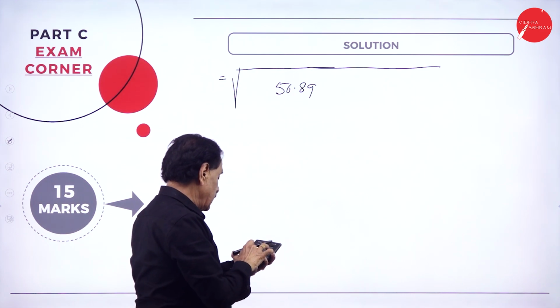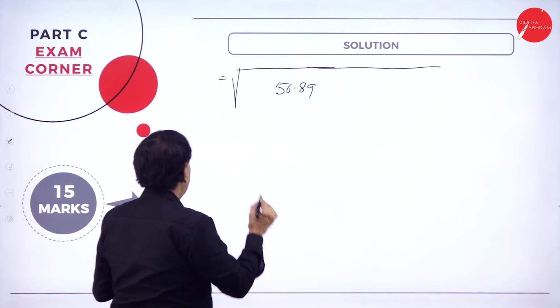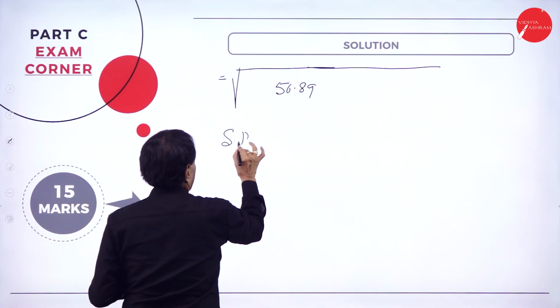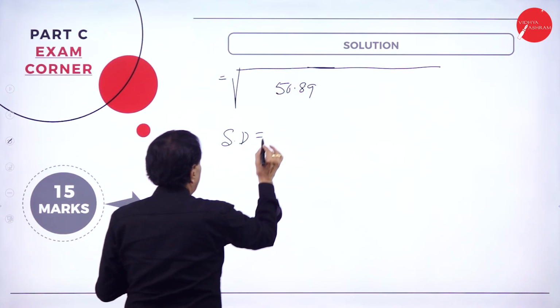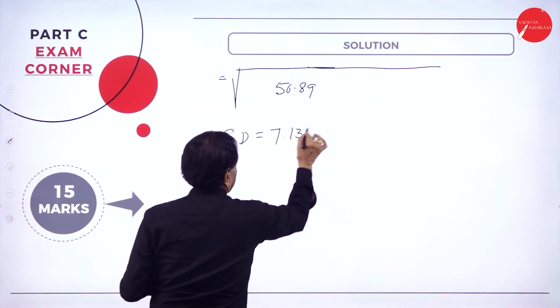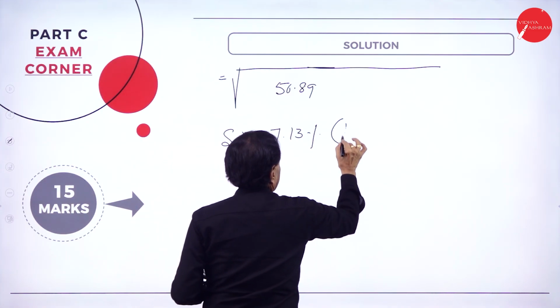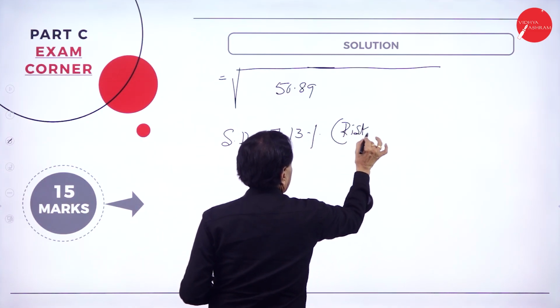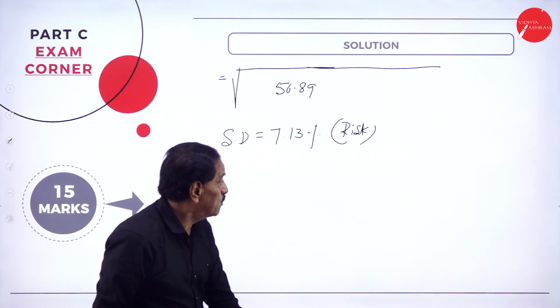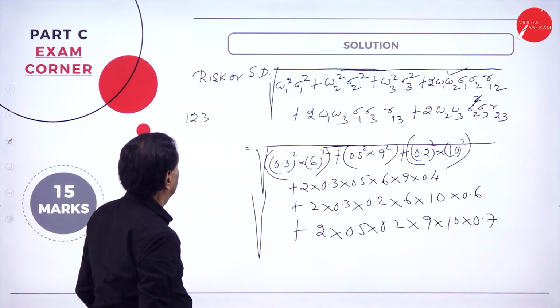Root of this 7, standard deviation is equal to 7.13% risk. So you must be very careful in the rotation.